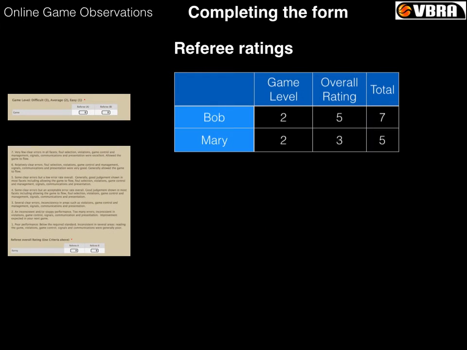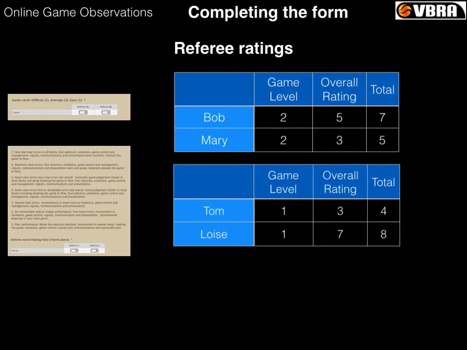Numbers are always an issue. Let's look at some examples. Bob and Mary are on this game. It was an average sort of game. Bob did a bit better than Mary, made a few errors, better court mechanics and so forth. So he got a 5, she got a 3, and the game was a 2. So the totals are 7 and 5, pretty straightforward.